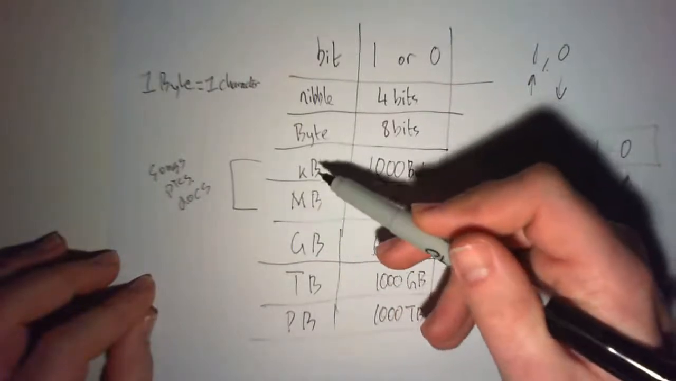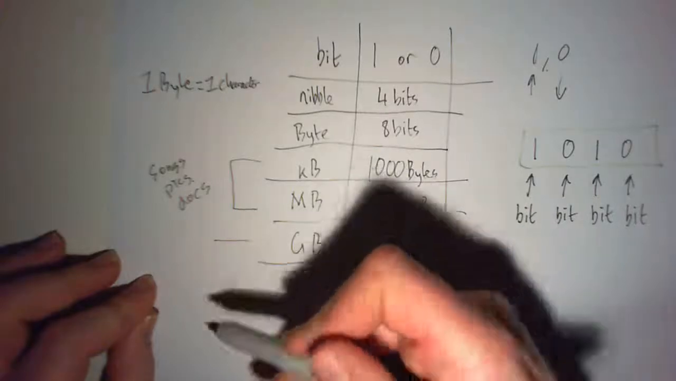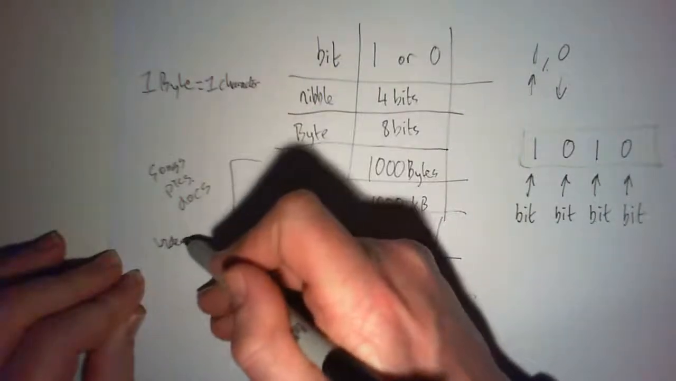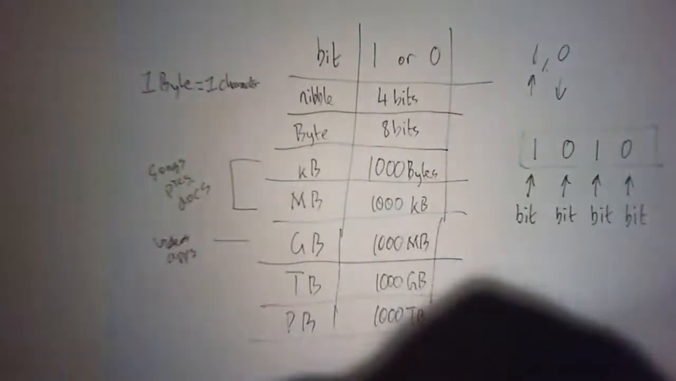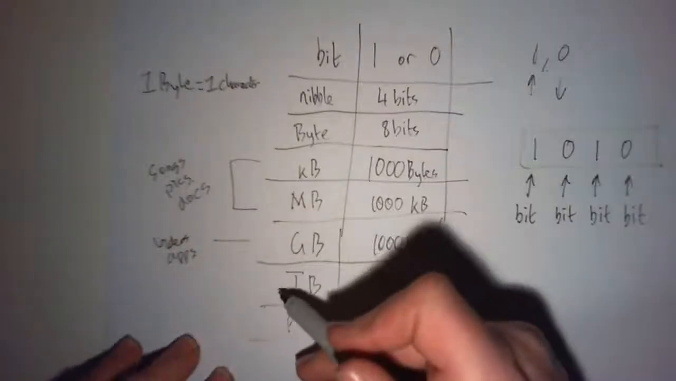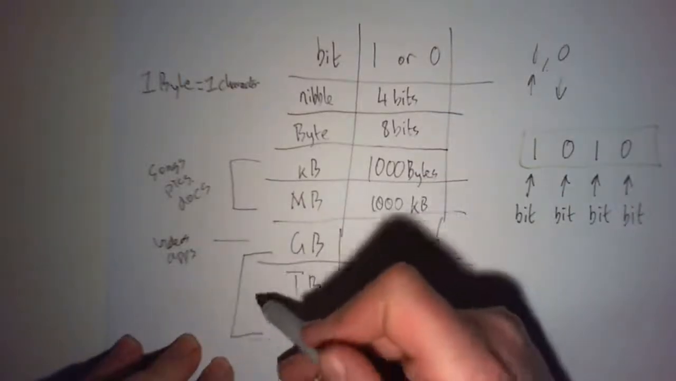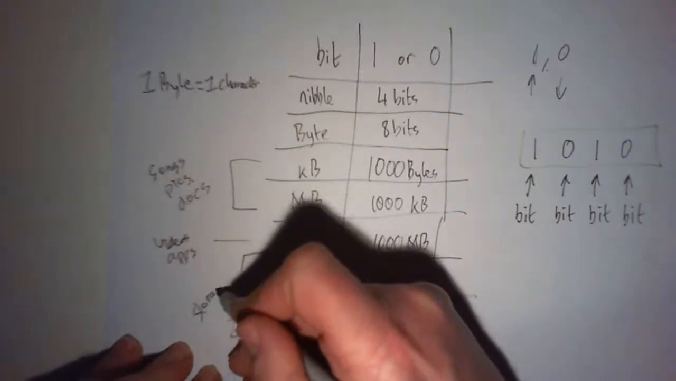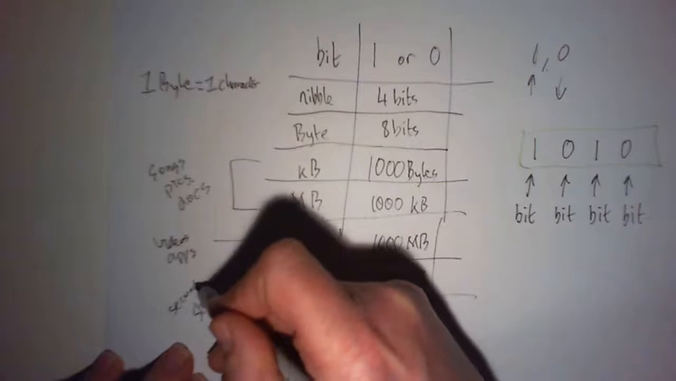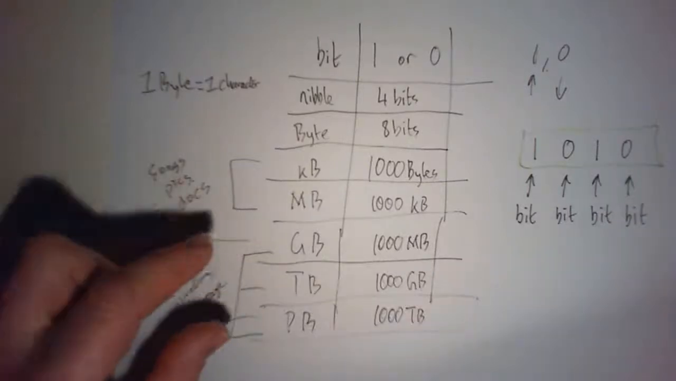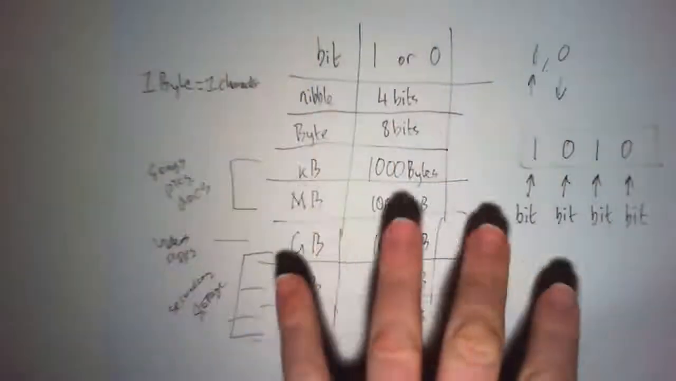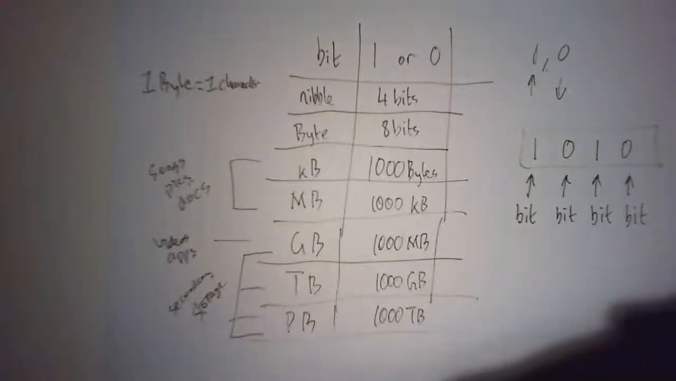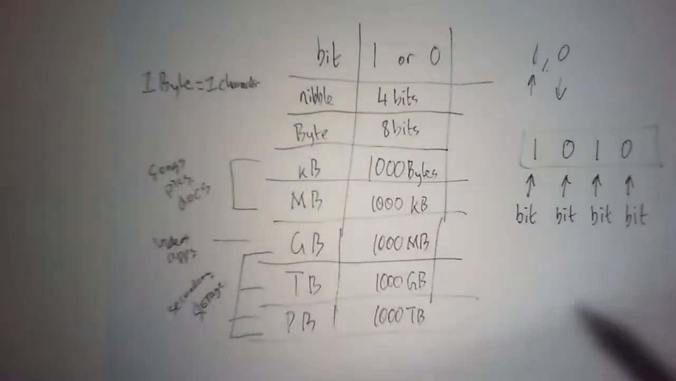Then gigabytes, that's where you're storing video, apps, complex applications, and then you're into these three for secondary storage. So that's where we're at in terms of the storage end of it.